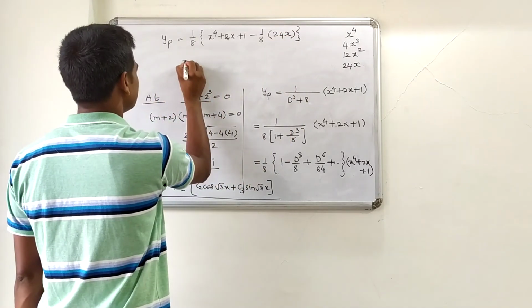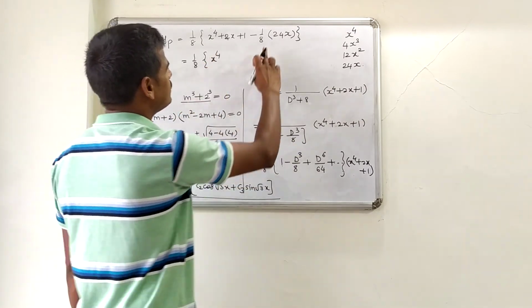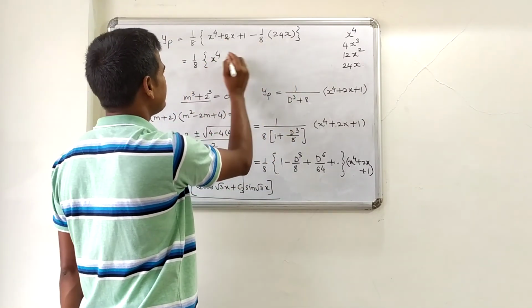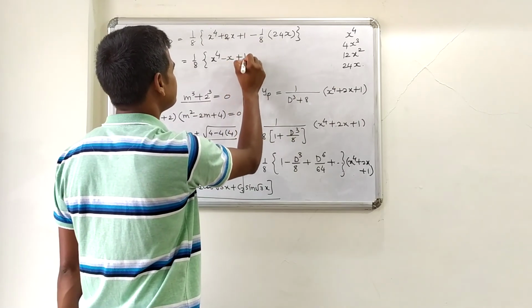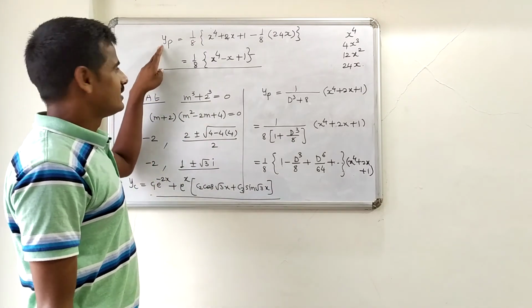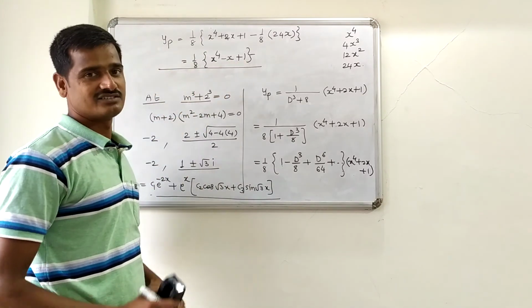Close the bracket. So it is 1 by 8 times x raised to 4. Now what is this? Minus 3x. And what is this? Plus 2x. So minus x plus 1. So this is your particular integral: 1 by 8 times x raised to 4 minus x plus 1.